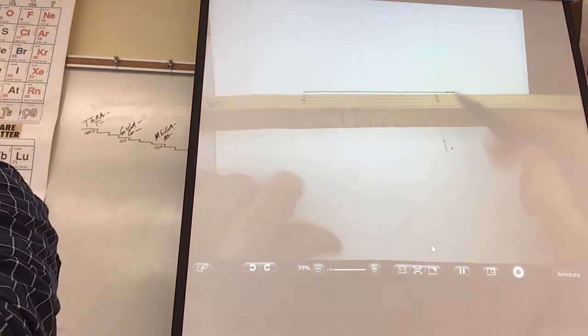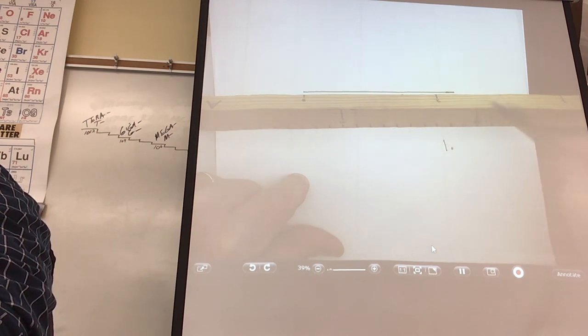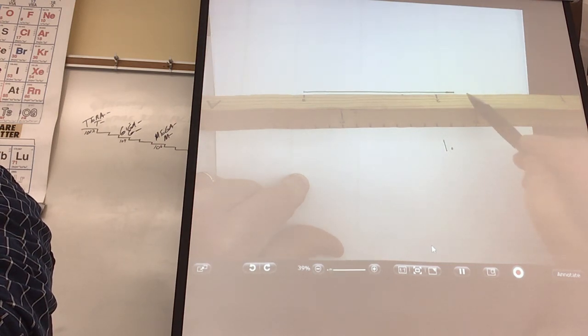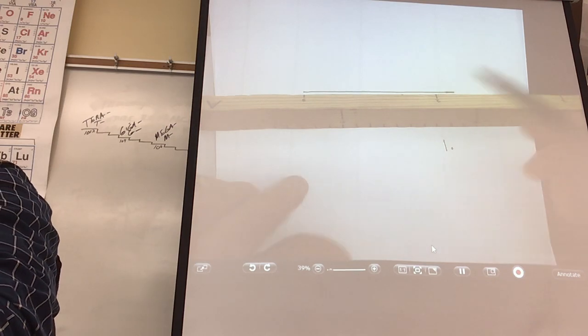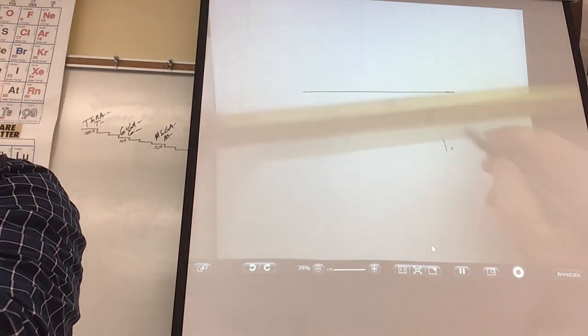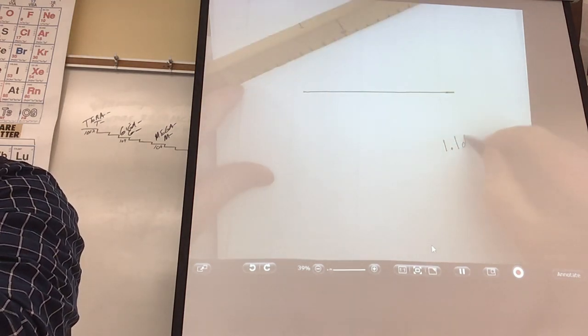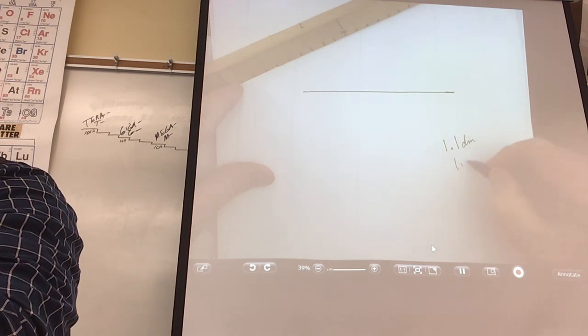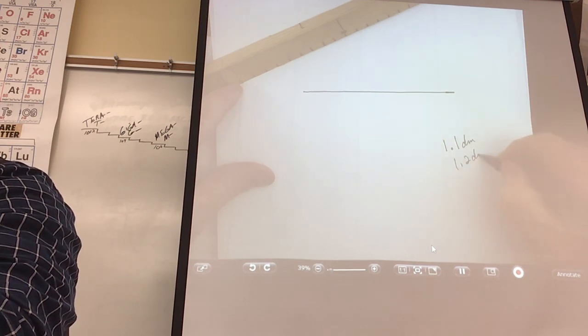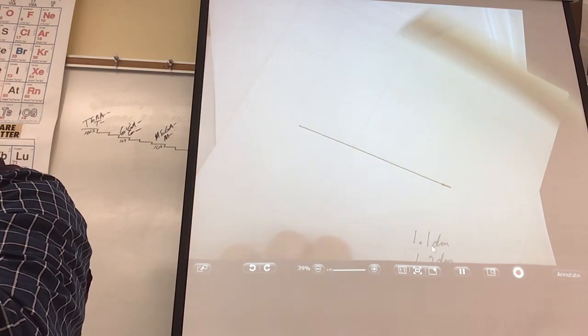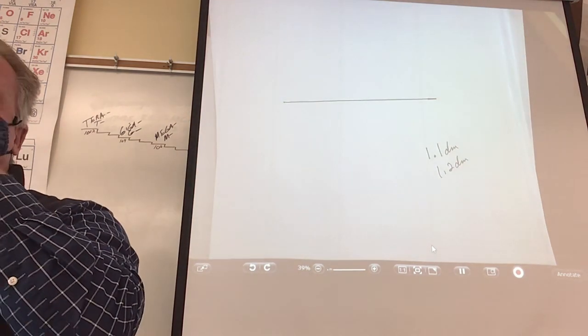See this? I'll try to do this on camera. Just one guess. If it went all the way to here, it'd be 2. If it went halfway, it'd be 1.5. 1.4, 1.3, 1.2, 1.1. What do you think? Some of you might say 1.1 decimeters, and some of you might say, no, I really do think it's closer to 1.2.